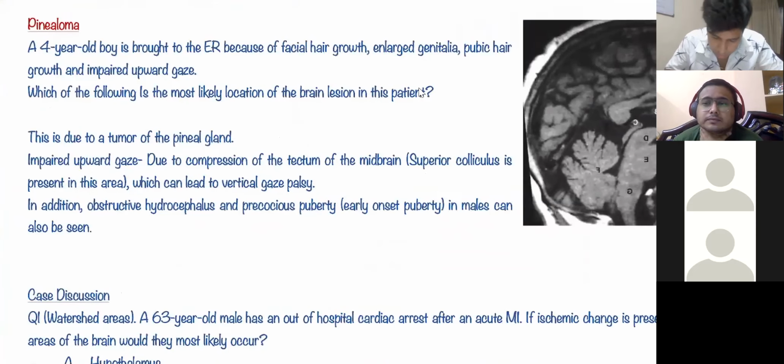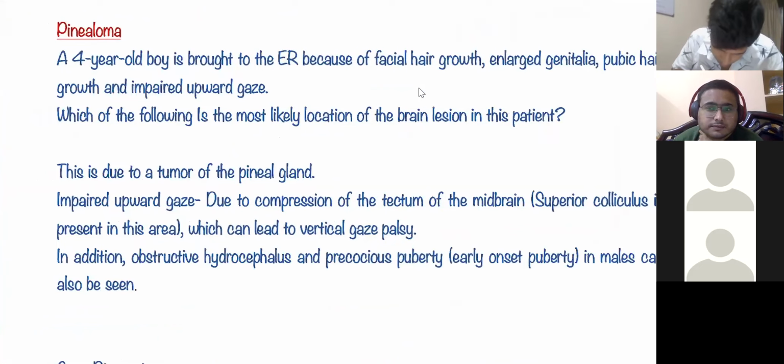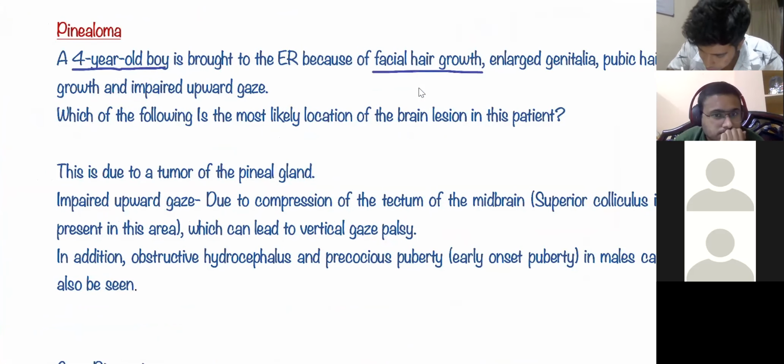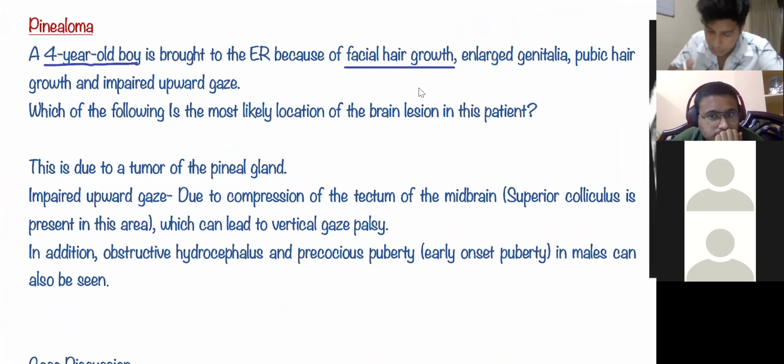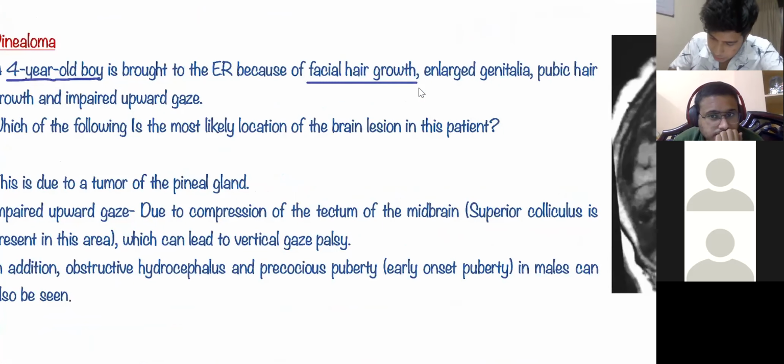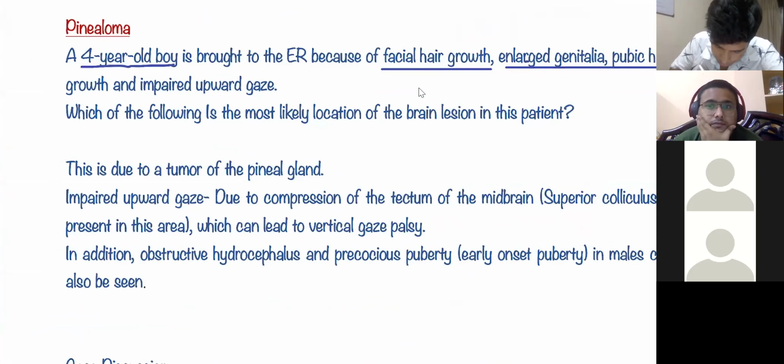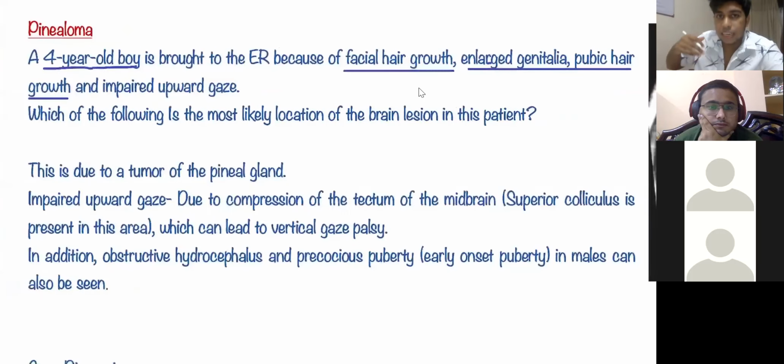Now, look at this case. A 4-year-old boy comes to the ER because of facial hair growth, enlarged genitalia, and pubic hair growth. Okay, what are these symptoms which I just underlined? What is that indicative of?